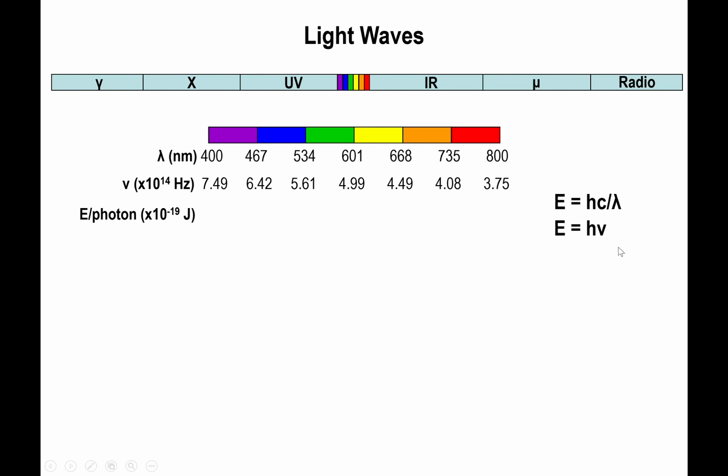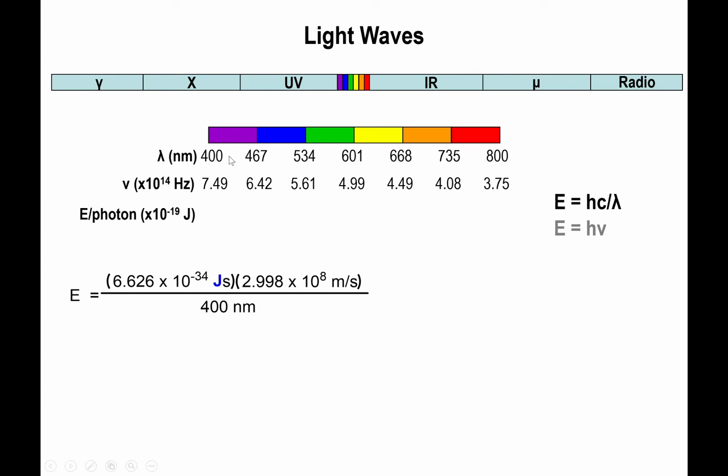This is kind of a matter of preference more than anything else, but I'm going to use both to show you the calculation through and through. So I'm going to start with 400 nanometer wavelength to do the calculation. So I'm going to start with the first equation, hc over lambda, to get energy.